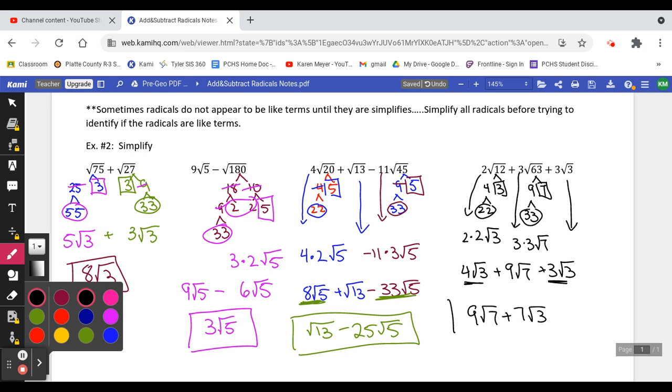So then I got a final answer of 9 square root of 7 plus 7 square root of 3. And that's it.